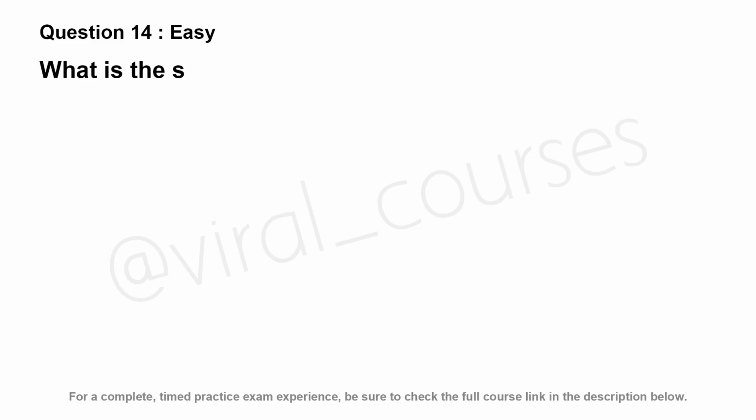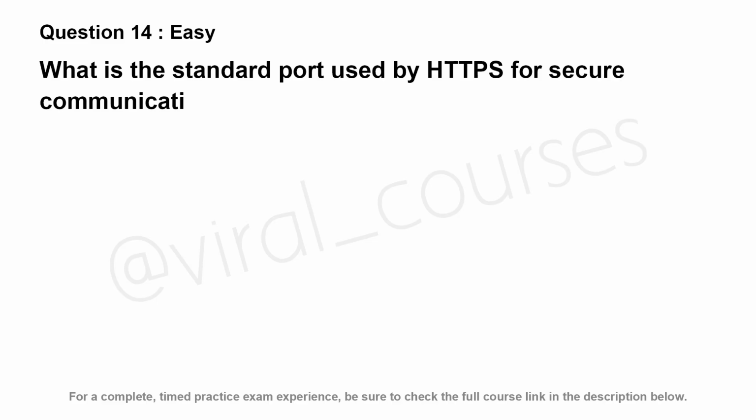What is the standard port used by HTTPS for secure communication? Option A, 80. Option B, 8080. Option C, 443. Option D, 22.